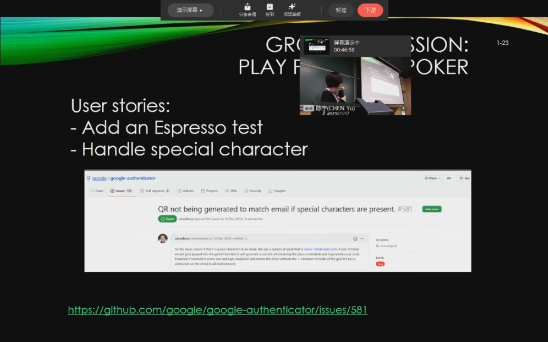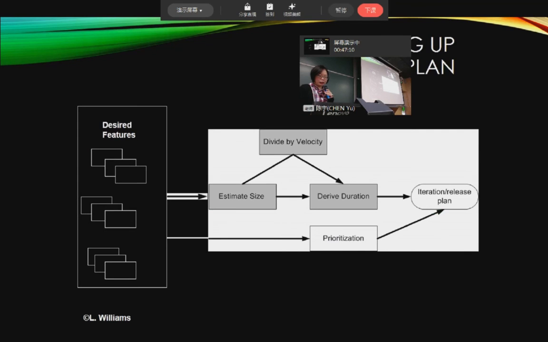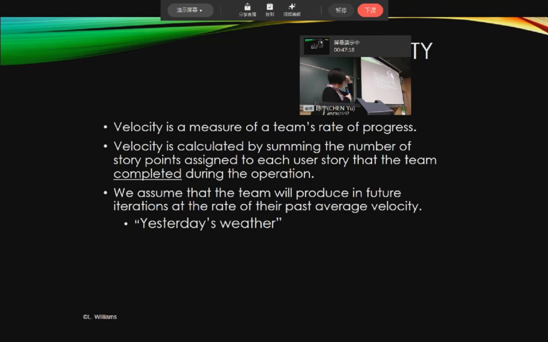Of course, in your own cases, you will break this down into user stories by referring to GitHub issues. So that shows you how you can do the divisions by velocity. Velocity is basically measuring how fast you are moving. Finally, you need to calculate by summing all the story points of each user story. Then we assume that the team will produce future iterations at the rate of their past average velocities. Basically, like yesterday's weather, you estimate how fast you are working based on your previous part. How fast you did one part of the assignments, or in one week, you will use as guidance for next week, for example.